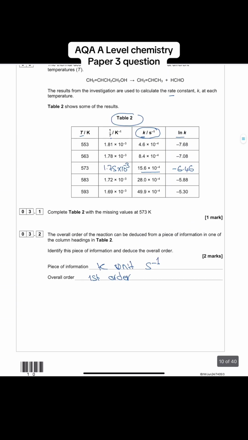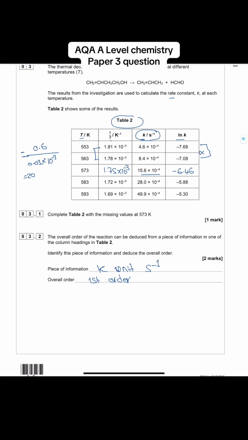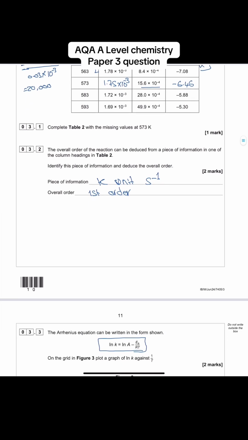For me, what I've done is that I used 2 points, because it's a straight line, 2 points from the table. So I used the first 2 points for the natural logarithm of k and for the 1 over T. And then I calculated the gradient. So the change in y, which is the difference between the two values here, is going to be 0.6, and this is over the change in x, so it's going to be 0.03 times 10 to the minus 3. Of course, it's a negative value, and that gave me a gradient of 20,000. So this is the gradient I calculated.